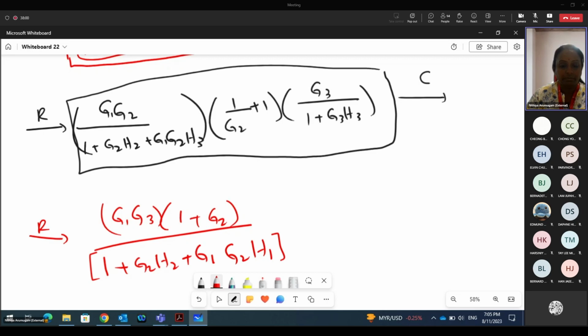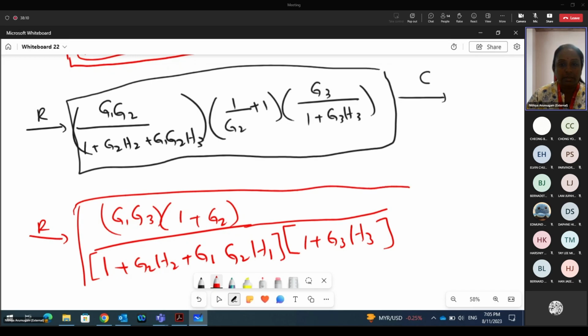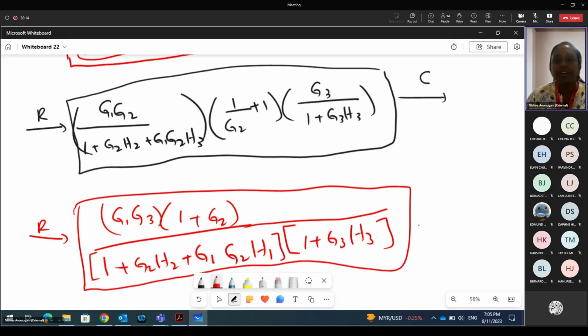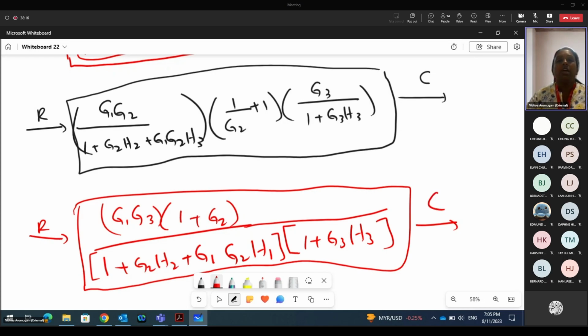This is one term. Another one, 1 plus G3, H3. This is another term. So this is another simplified version of the block diagram. You can leave it as it is at this point, which is also acceptable, or you can expand and leave it at this point, which is also acceptable. Okay.